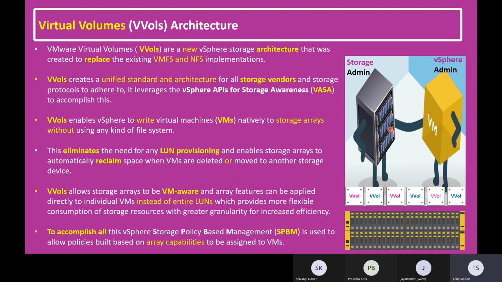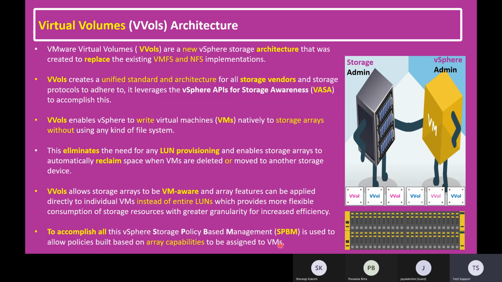And virtual volumes allow storage arrays to be VM aware. So the storage is aware of which volume each virtual machine is stored on. Okay, VM aware. And array features can be applied directly to individual VMs instead of entire LUNs, which provides more flexible consumption of storage resources with greater granularity for increased efficiency. To accomplish all these features, the main option is vSphere storage policy based management, which is used to allow policies built on array capabilities to be assigned to the virtual machines.